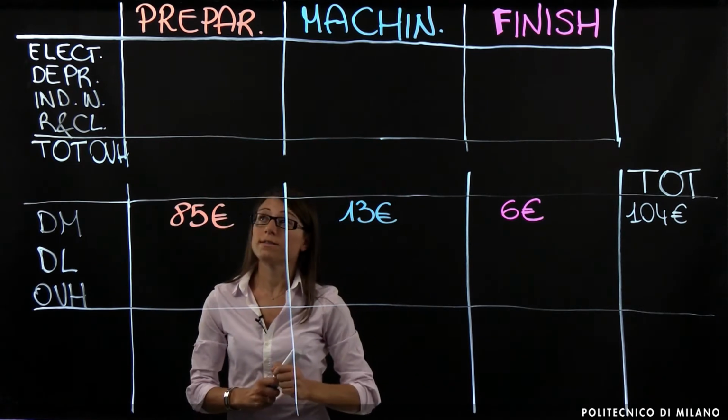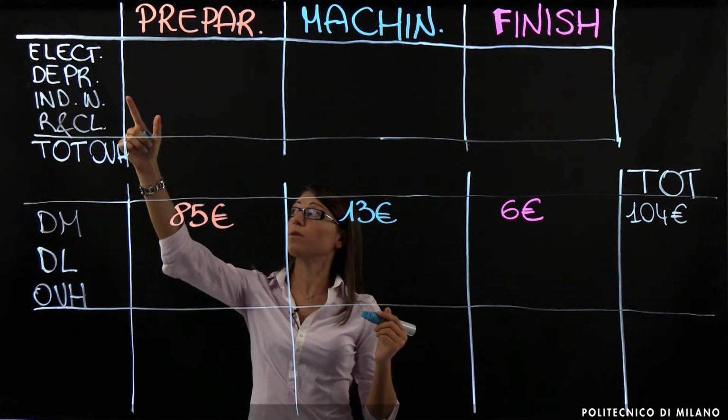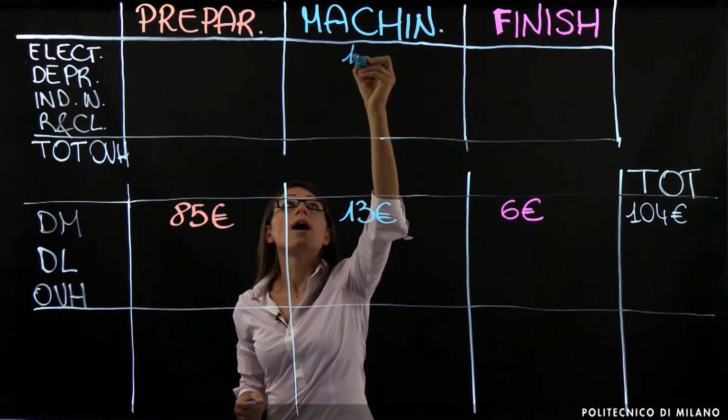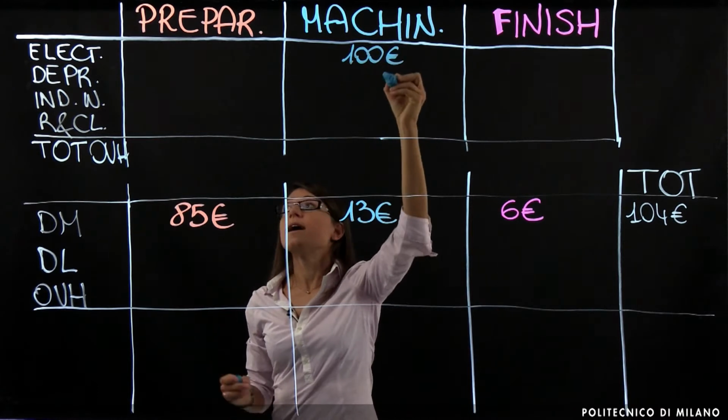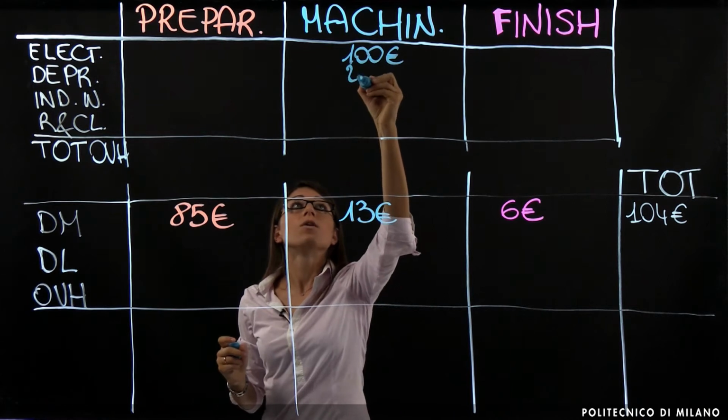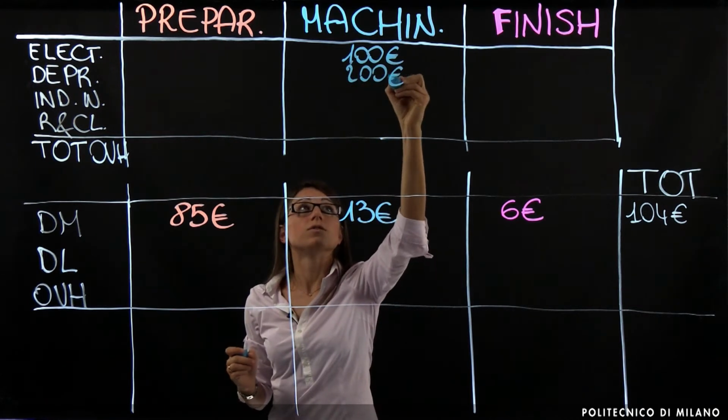And these values, as provided in the first table of the text, are the following. We have the electricity to power machines, whose value is 100 euros. Then we have the second data about the depreciation, again provided by the text, which is 200 euros.